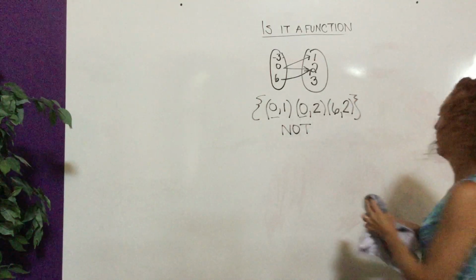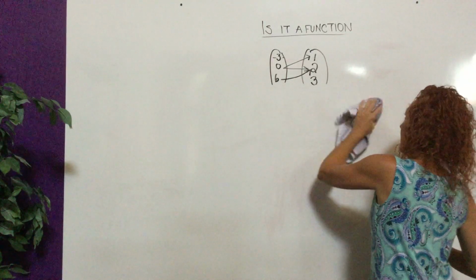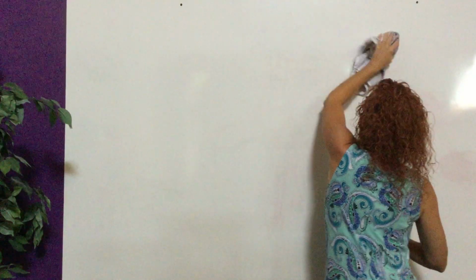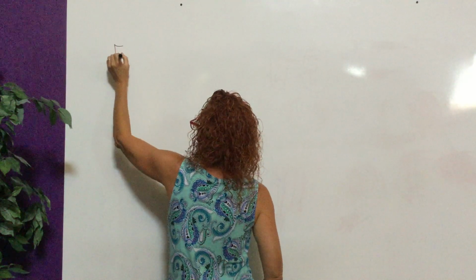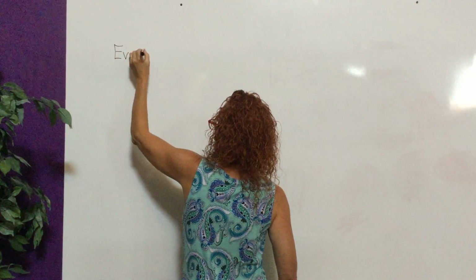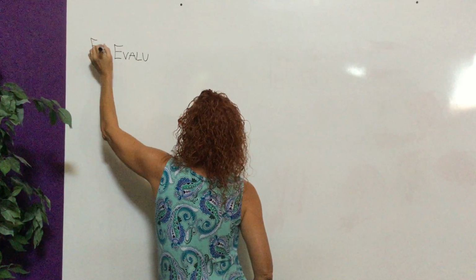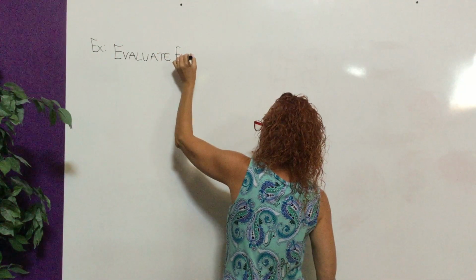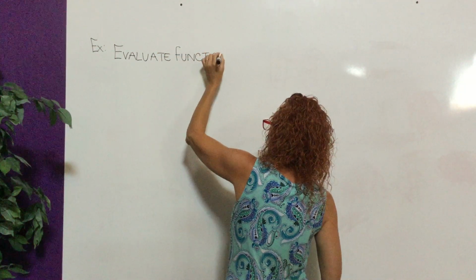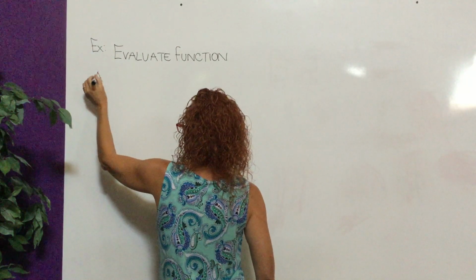All right, so that really does cover all the different types of ways that you might see that. Ordered pairs, mapping, graphs, that pretty much covers everything. There's a few additional types of questions we're going to look at for this one. The next example is to evaluate a function. And I think you'll find that this is pretty straightforward.